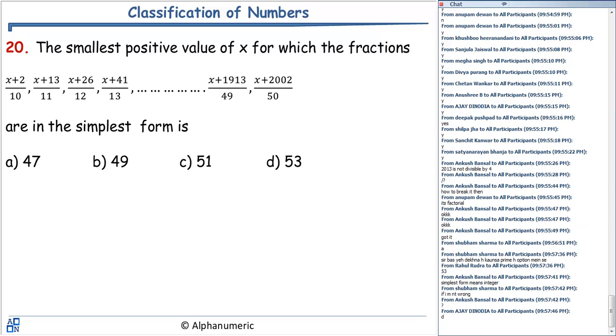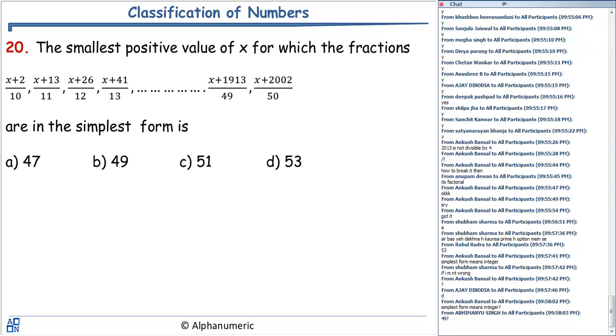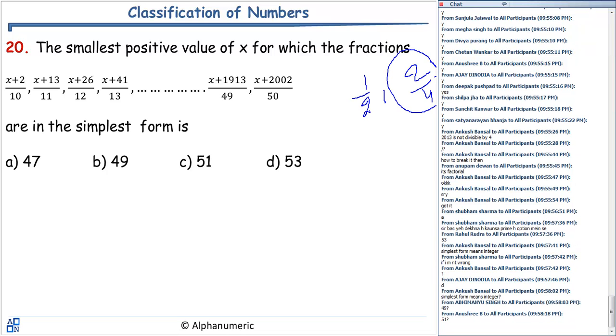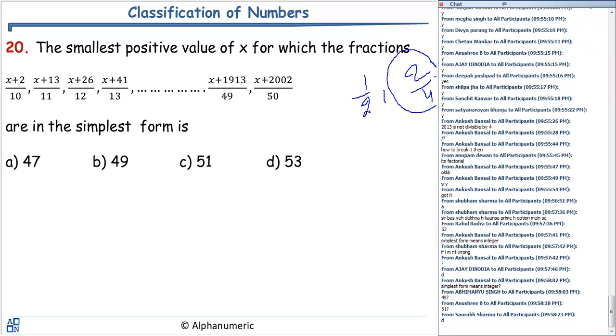Let's see, Shubham. Just wait. No, when I said that the fraction is in its simplest form, it means there is nothing common between numerator and denominator. Like 1 by 2 is the simplest form, but 2 by 4 is not the simplest form. Why? Because 2 is common here. So the simplest form means that there should be nothing common between numerator and denominator.